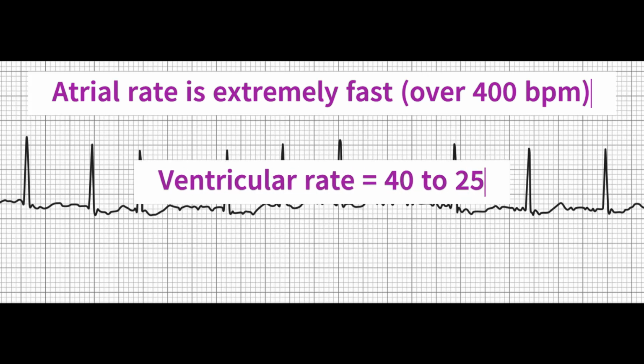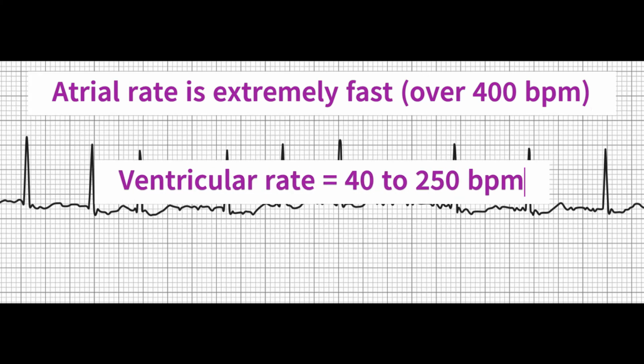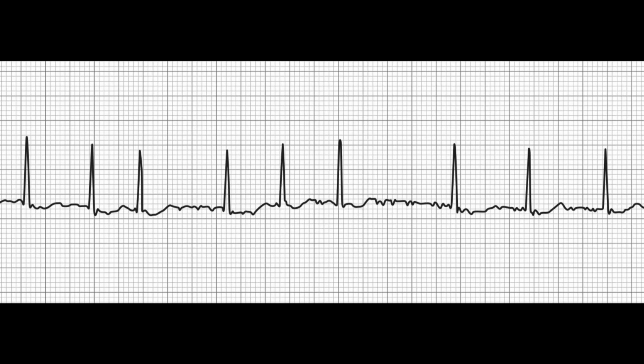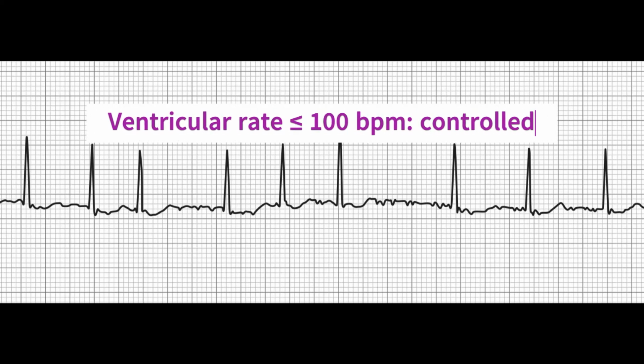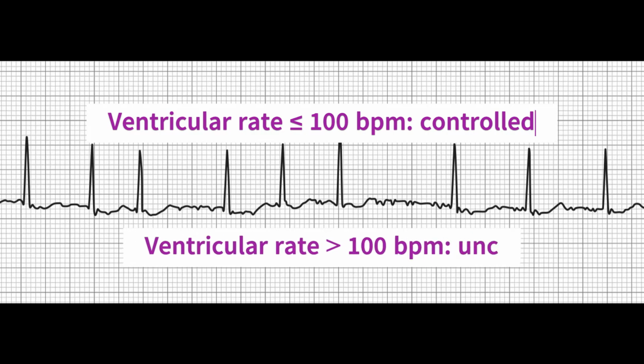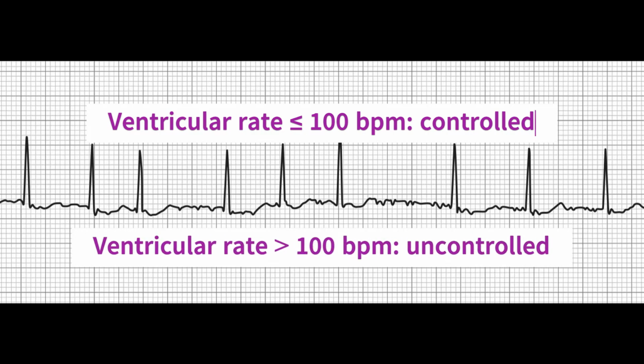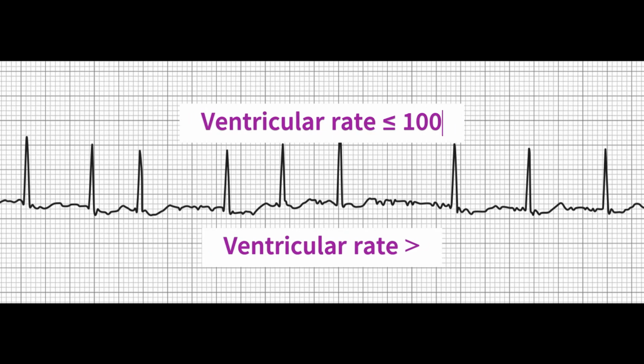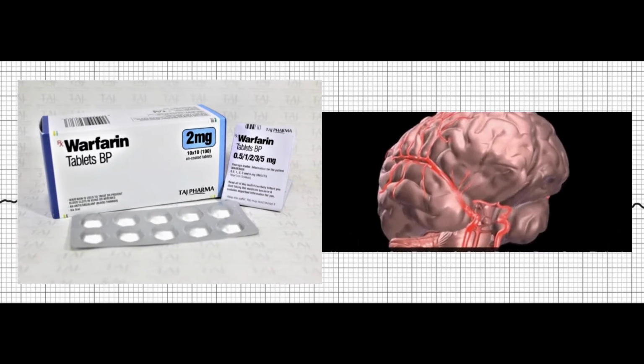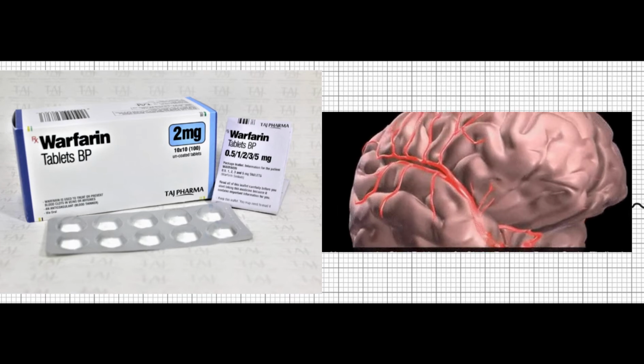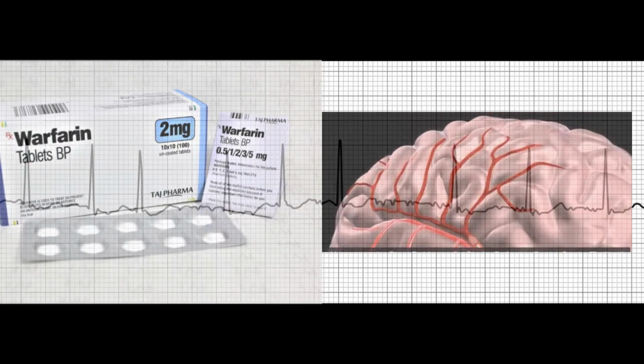The ventricular rate varies from 40 to 250 beats per minute. AFib with a ventricular rate of 100 or less is called controlled AFib, while AFib with a ventricular rate above 100 bpm is called uncontrolled AFib. Uncontrolled AFib are often treated with anticoagulants, or blood thinners, and rate-controlling medications to mitigate the risk of a stroke.